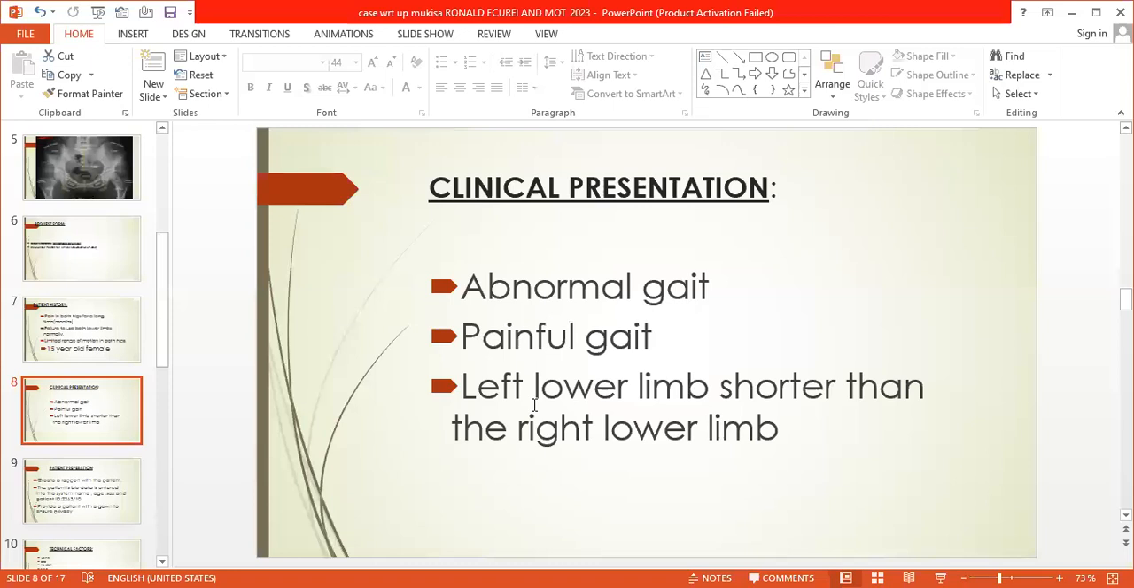So in this case, the doctor decided to request the pelvic X-ray, including the femoral joint. The patient also had a painful gait. I've already explained what a gait is. It was more pronounced on the left, and the patient also had a left lower limb shorter than the right lower limb, as we are going to see on our radiograph.